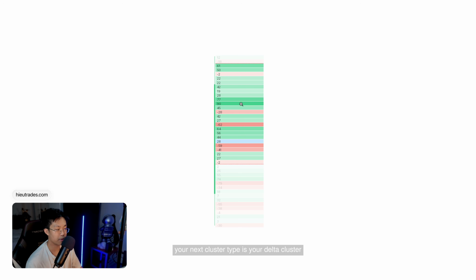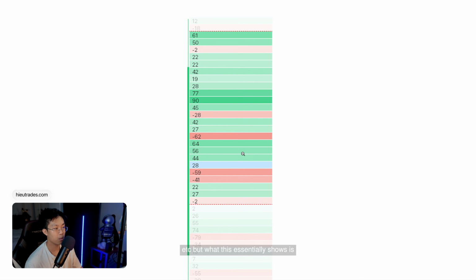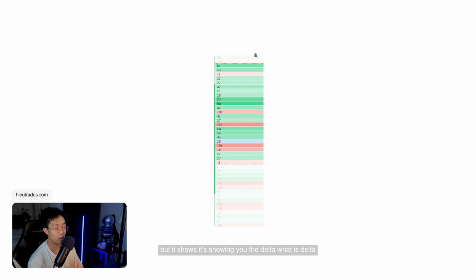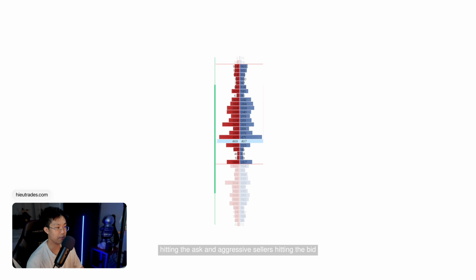Your next cluster type is your delta cluster. And this is one a lot of people will probably see when they first come across order flow. This is pretty much on every single chart, every order flow platform, etc. But what this essentially shows is the same as the bid and ask, but it's showing you the delta. What is delta? Delta is the difference between aggressive buyers hitting the ask and aggressive sellers hitting the bid.